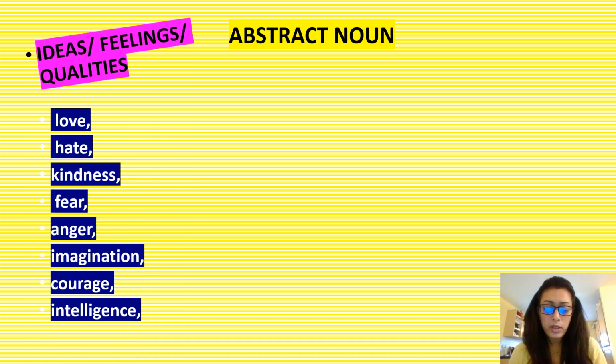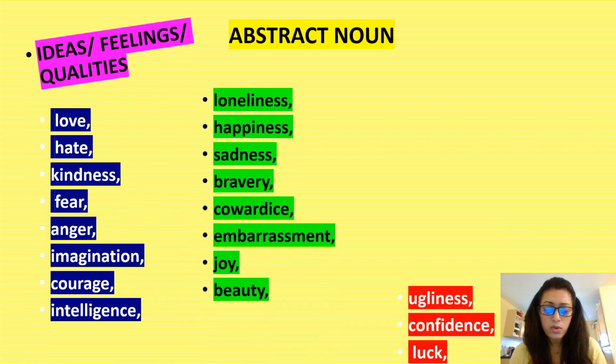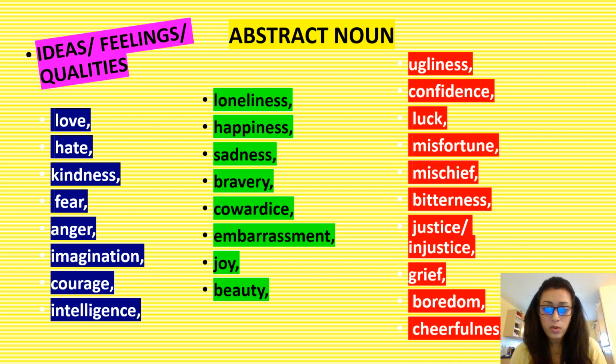Now, more theoretical concepts use abstract nouns to refer to them. Abstract nouns refer to concepts or feelings that cannot be experienced concretely or touched physically. Abstract nouns are like ideas, feelings, and qualities.